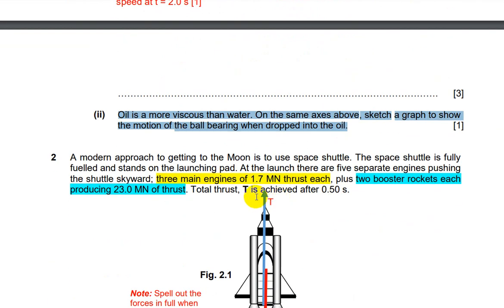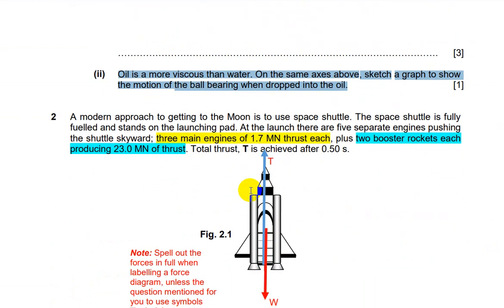Right, so if we look at a shuttle launching off from Earth, generally what they do is that they burn gas that is emitted downwards. So when they push the gas downwards, there's an upward force on this space shuttle. The three main engines have a 1.7 meganewton thrust each, plus 2 rockets each producing 23 meganewtons of thrust, right? So total thrust is achieved after 0.5 seconds.